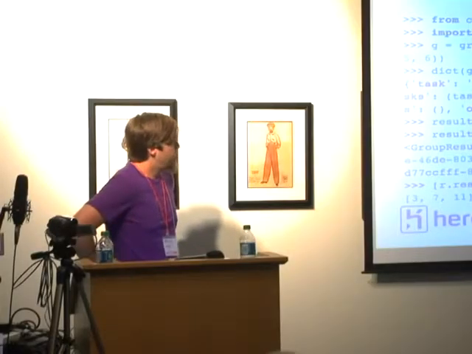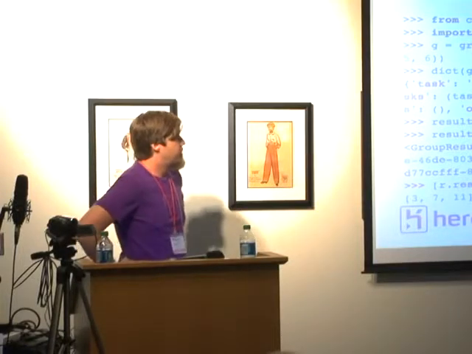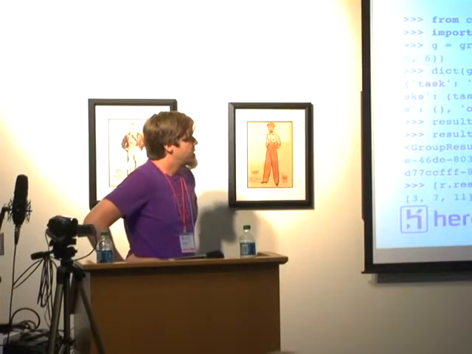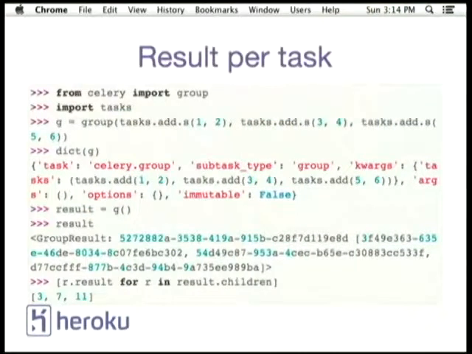So you can see here the serialized version looks very similar to a chain. The only real distinct difference is this subtask type group. So, the signature is registered as a type group. Celery sees that group and rehydrates it as a group instance. So if we iterate through the child results, we get the results of each task.